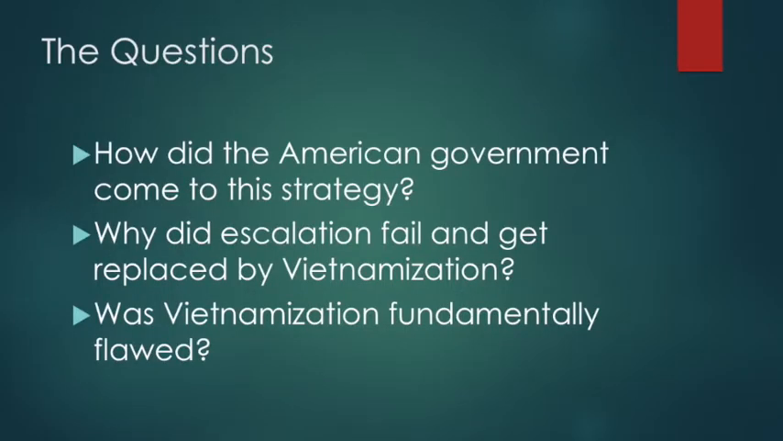The questions I want to talk about are: how did the American government come to this strategy? Why did escalation fail and get replaced by Vietnamization? And was Vietnamization fundamentally flawed at its core? In the time frame, I want to go from the Tet Offensive of 1968 to the fall of Saigon in 1975. That means this is the last fighting done by the Americans, as well as the last pieces of American action in South Vietnam and the end of that nation itself.